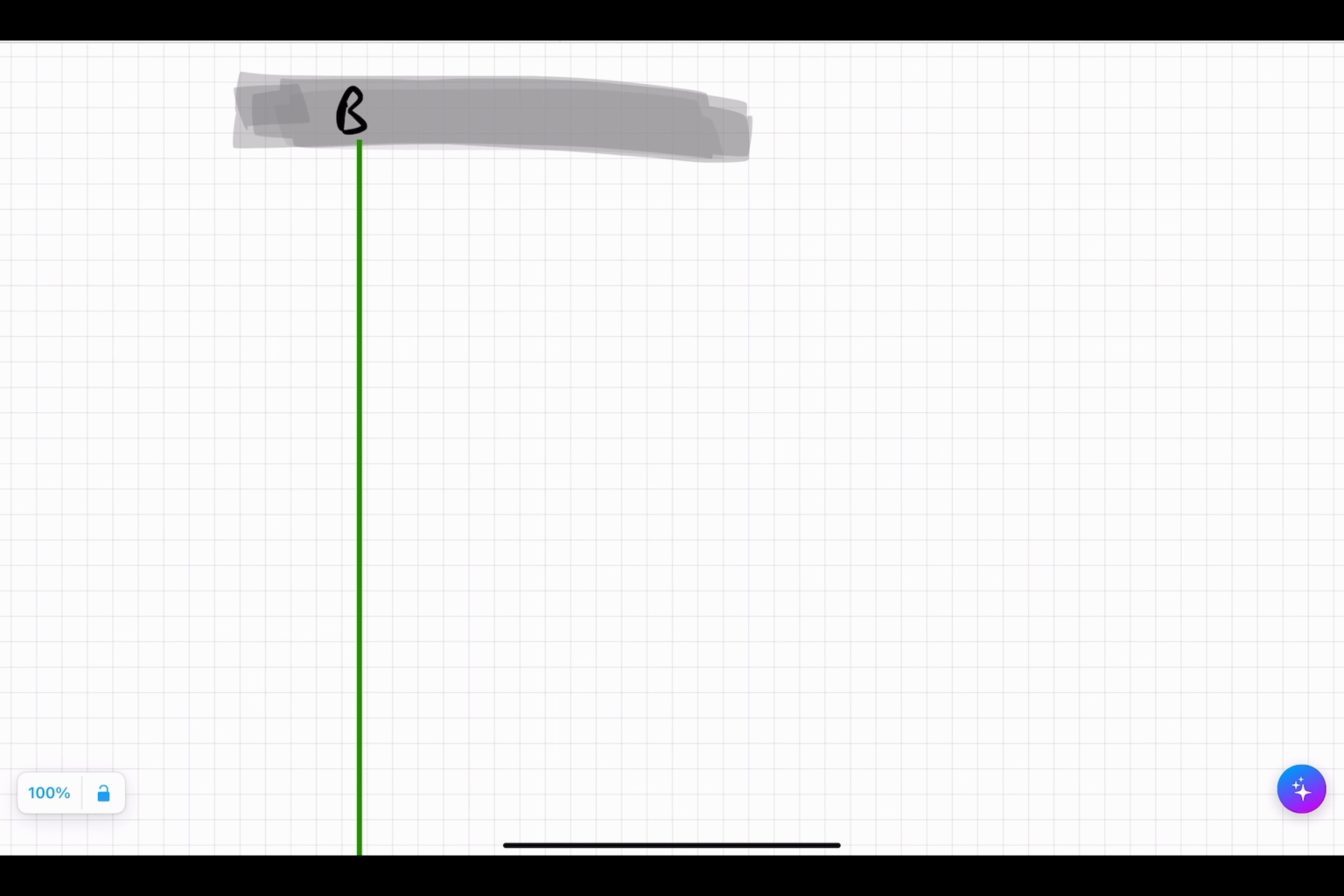Base of skull. And what is it? This is your median raphe.